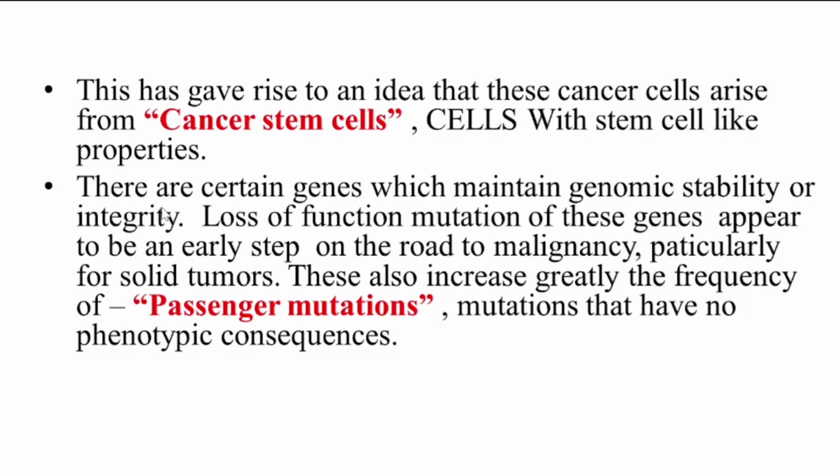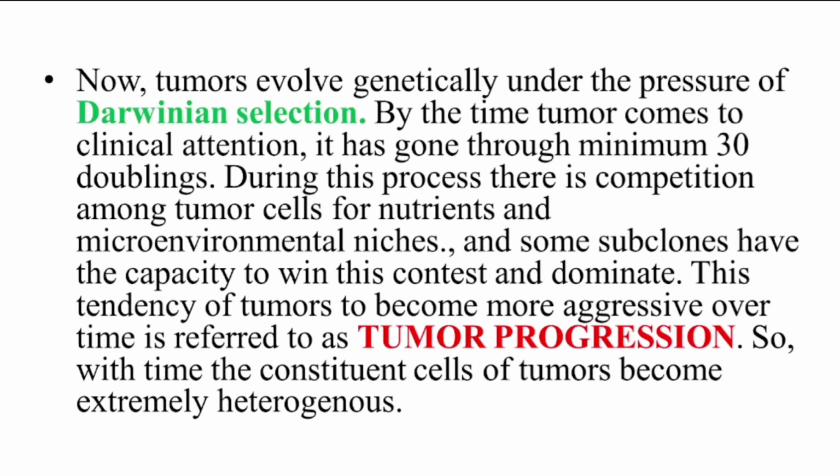We saw in that figure that there are certain genes which maintain genomic stability or integrity, and loss of function appears to be an early step on the road to malignancy, particularly for solid tumors. This also greatly increases the frequency of passenger mutations, and these passenger mutations have no phenotypic consequences, students. Now next, the tumors will evolve genetically under the pressure of Darwinian selection. You know the Darwinian selection theory, students, the survival of the fittest theory.